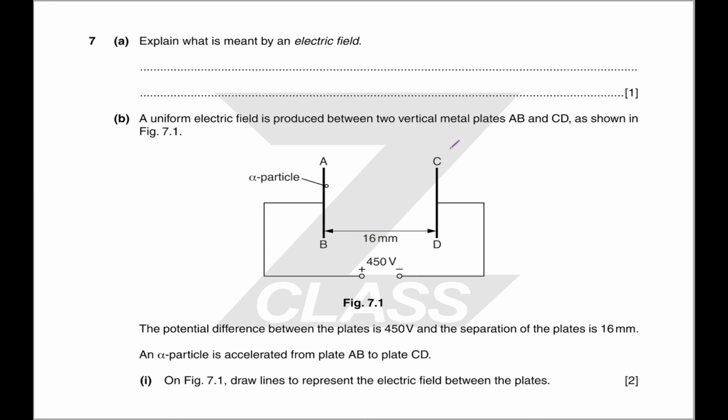Okay, I believe this is the last question. What is meant by an electric field? That's a definition. Force per unit test charge, positive charge. A uniform electric field is produced between two vertical metal plates. We have a voltage, we have a separation. Draw lines to represent the electric field between the plates. So electric field goes from plus to minus. Here we have a plus, so that's going to connect to here. So our electric field is going to do this. They should be uniformly spaced and straight lines going from plus to minus.